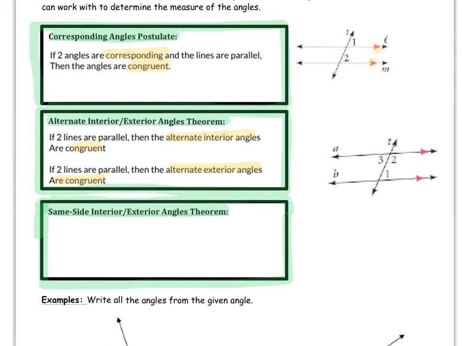If I take a look at angle 1 and angle 2, let's go back for a second and look at alternate interior angles, 3 and 1. Look at angle 3. Angle 3 is what type of angle? Well, it's an acute angle, right? What about angle 1? Angle 1 is also an acute angle.